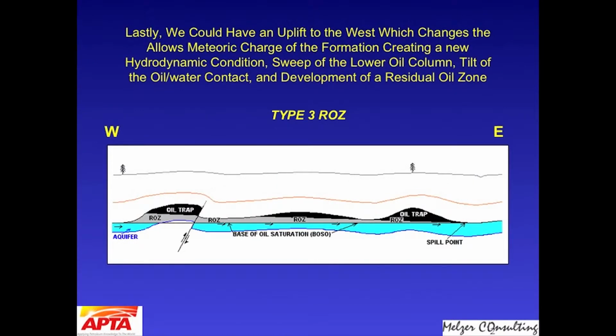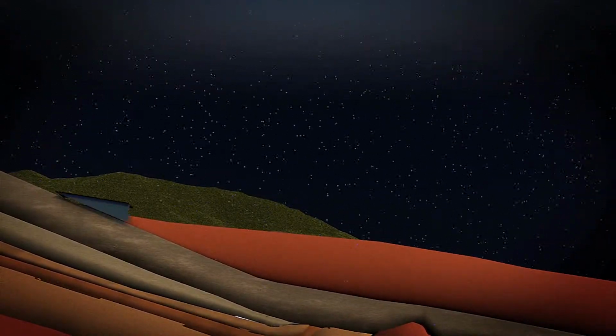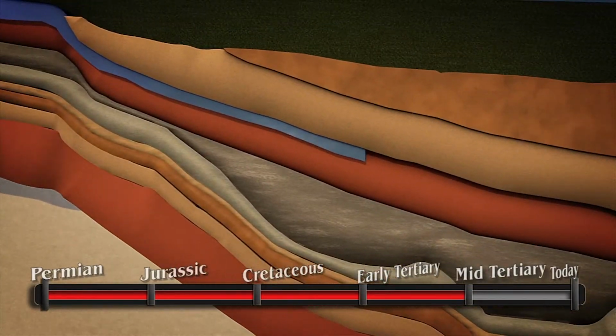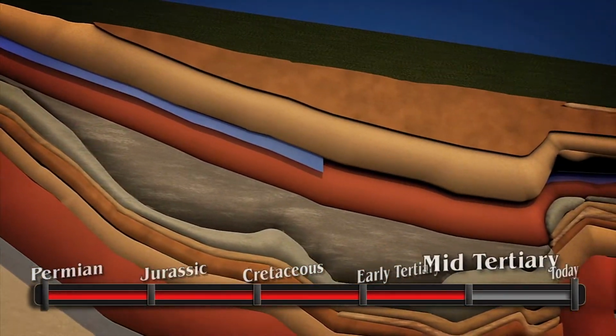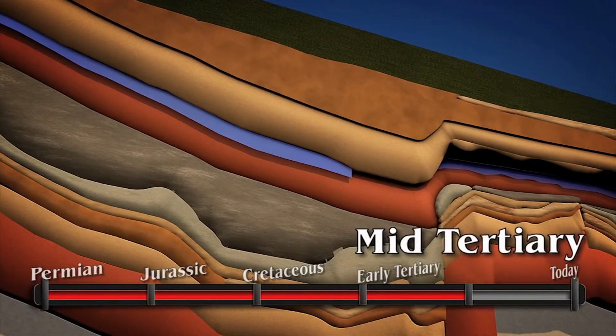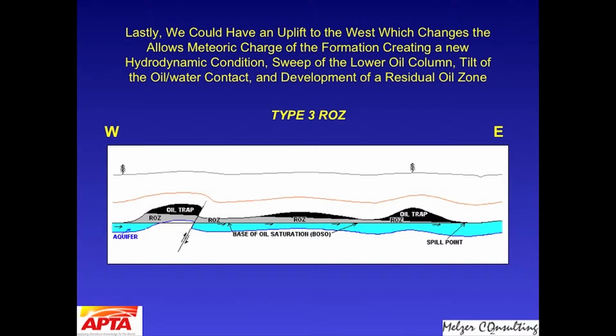A third type of ROZ is one wherein we have a hydrodynamic gradient. We'll not discuss that today, but what that represents is an outcrop perhaps of the reservoir formation somewhere out here to the west on the left of this slide, and water moves down dip through the basin, tilts the oil-water contact, and moves oil out to the east. We'll leave the discussion of that to a later date.